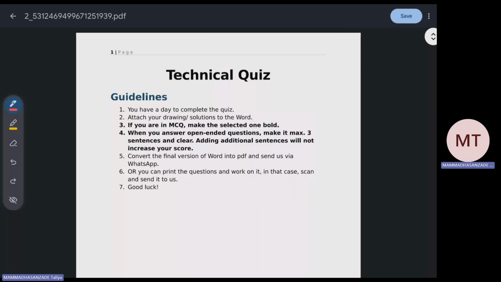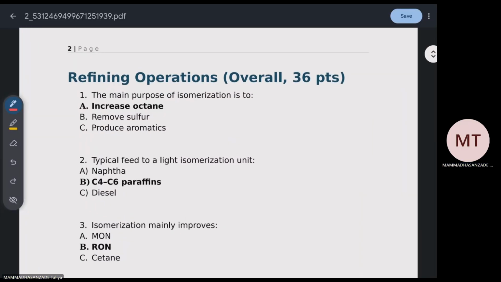In today's video, I'll be walking you through a technical quiz related to refinery operations, which include the refining processes, then distillation, pumps, heat exchangers, and a couple of problem-solving questions. I'll explain not just the answers, but also the logic behind them, and let's get started.